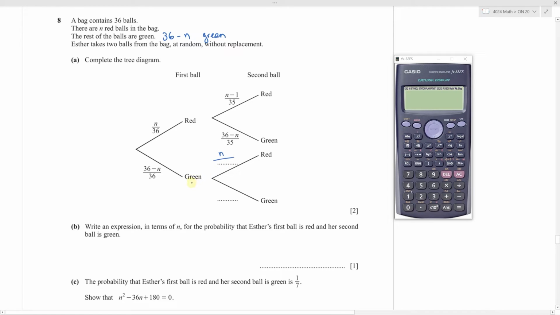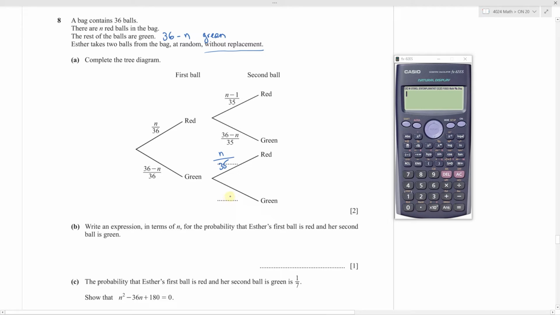And if you pick the first ball, how many balls are remaining in the bag? 35. Since you are picking without replacement, that means if you pick the ball, you don't put it back in the bag. So the probability that the second ball is red here is n over 35 if the first ball picked is green.